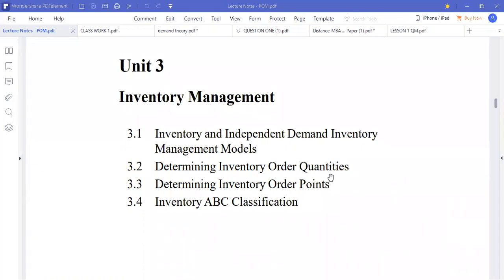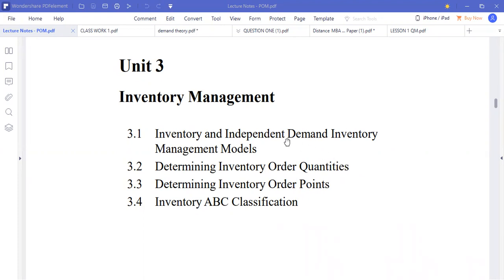Okay, so we are looking at unit 3, which is inventory management. Now, in inventory management, we consider the independent demand inventory and dependent demand inventory management models. There are three models, of course.